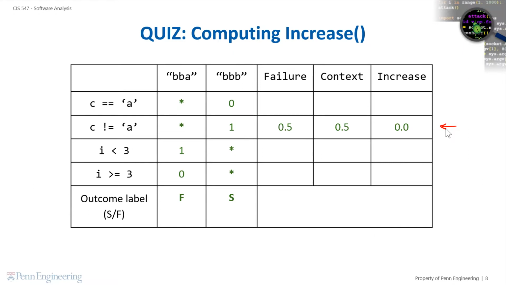Now, to check your understanding, compute the failure, context, and increase metrics for the remaining 3 predicates.